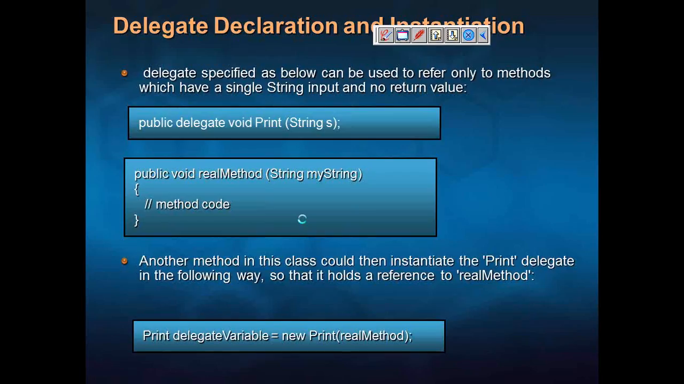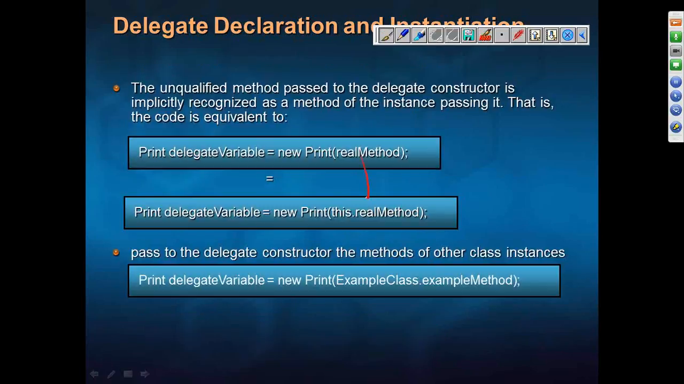Okay, now there are different syntax you can use. The same thing is like this dot real method. So real method, this means for the current object which is being executed in the memory. So this is the same thing.